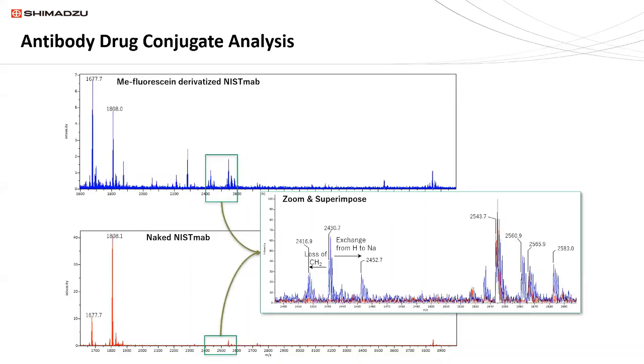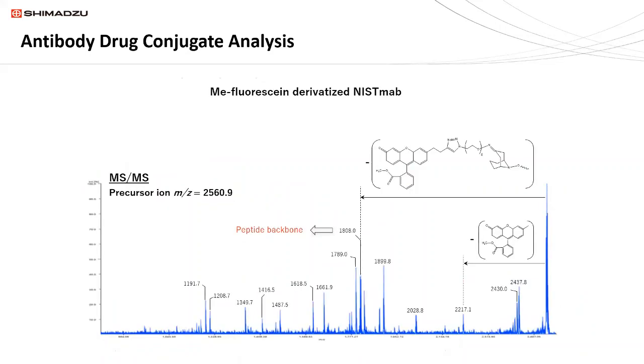Then, going back to the original two spectra, we decided to look at another peak, the 2560.9. With that, when doing the MS-MS, we were again able to identify where the peptide backbone is. That's 1808.0. We could also see the derivatized molecule that we put on the monoclonal antibody, as well as a piece of that derivatization. From there, we did our MS3.